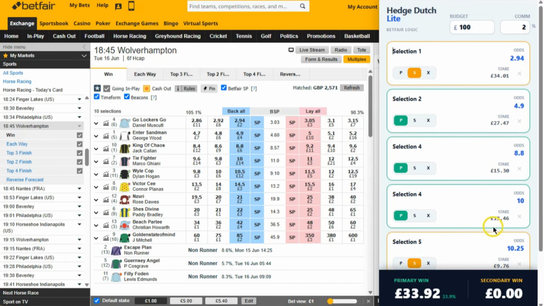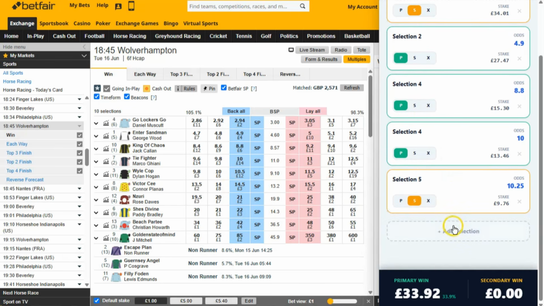So we've hedged out the favourite. We've hedged out this one as well. We think the winner's going to come from one of those three. The only problem with it is this race I'd normally look at and say, well, I'm not going to worry about any of those. This Victor C, now if we add him in as well, I think that's just going to take our Dutch down too low.